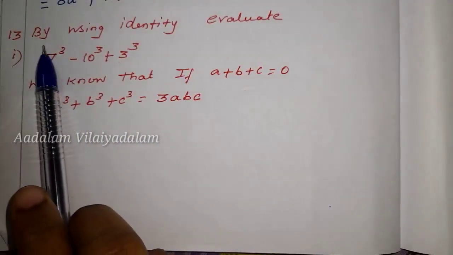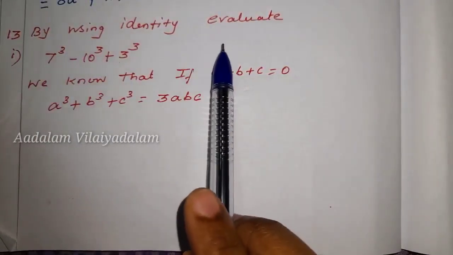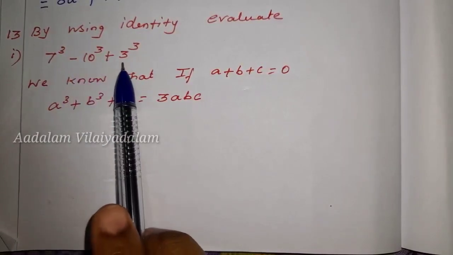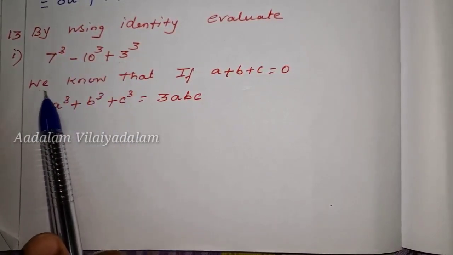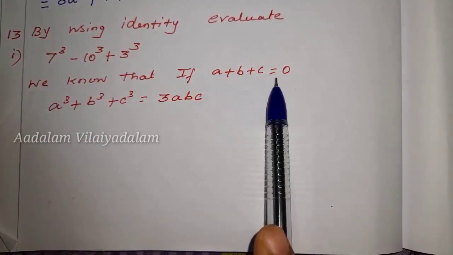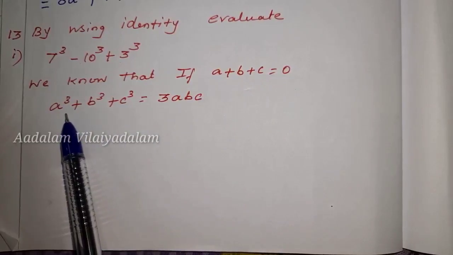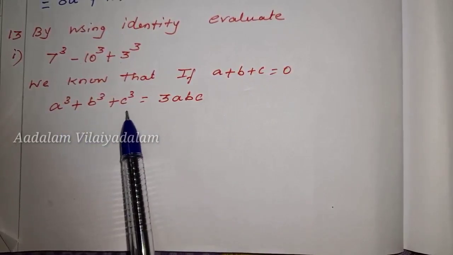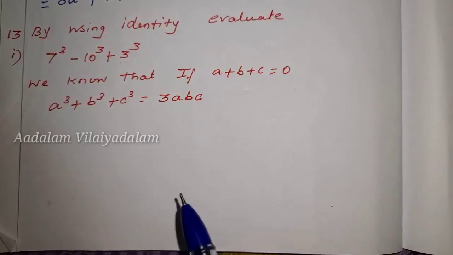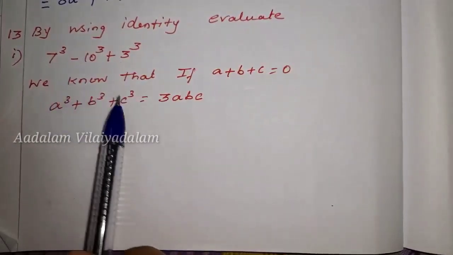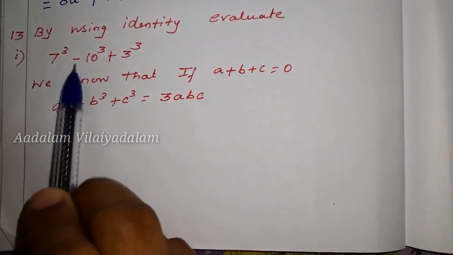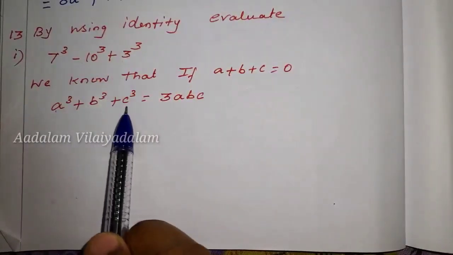13th question. By using identity, evaluate 7 cube minus 10 cube plus 3 cube. So we know the result: if a plus b plus c equal to 0, then a cube plus b cube plus c cube equal to 3abc. So here, first we have to check the condition.